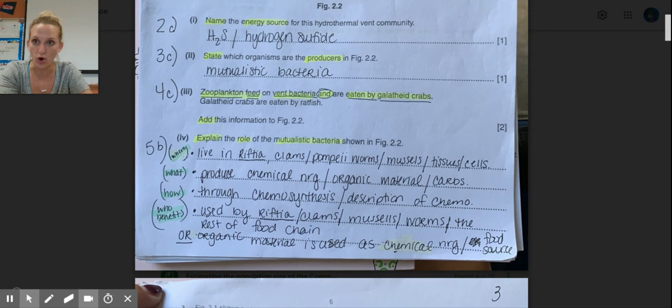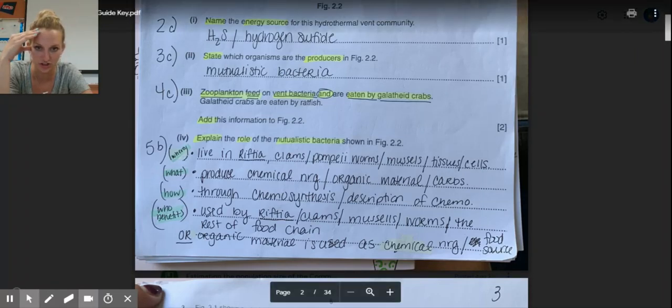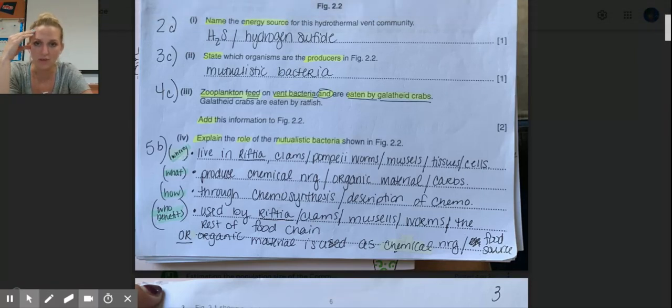So what is their role? So what do they do? And what was this? 4 marks? 1, 2, 3, 4, 5, 6. Okay, so it would have been a 3-mark question. Explain the role. So you could look at where they live, what they do, how they do it, and then who benefits. How are they affecting their environment?